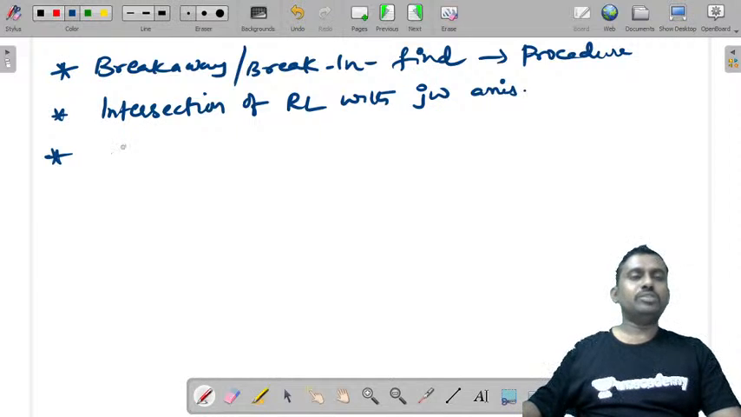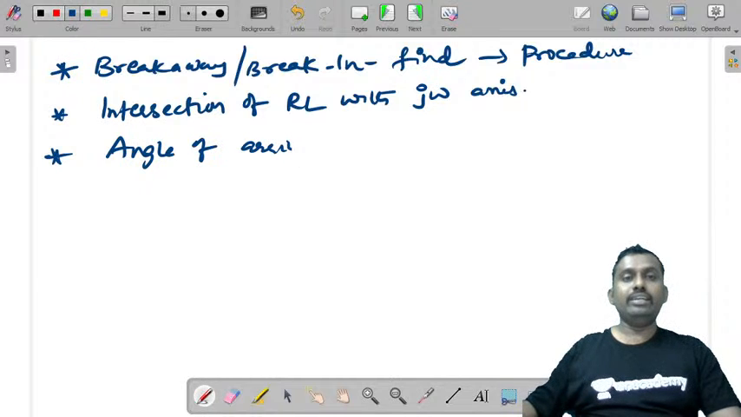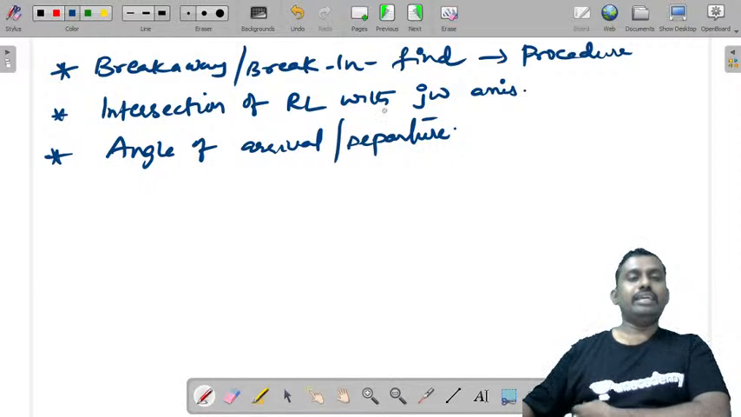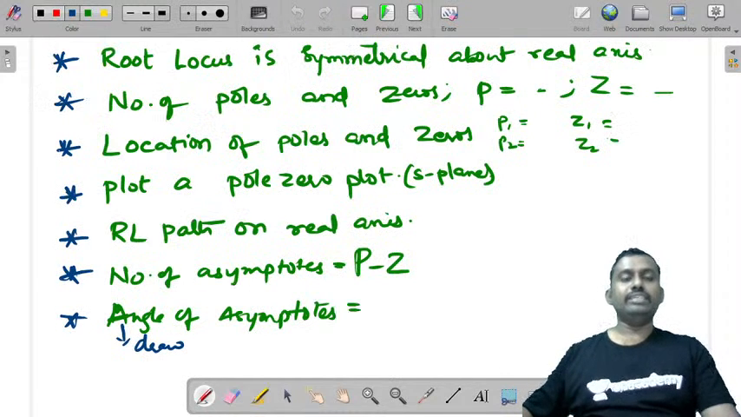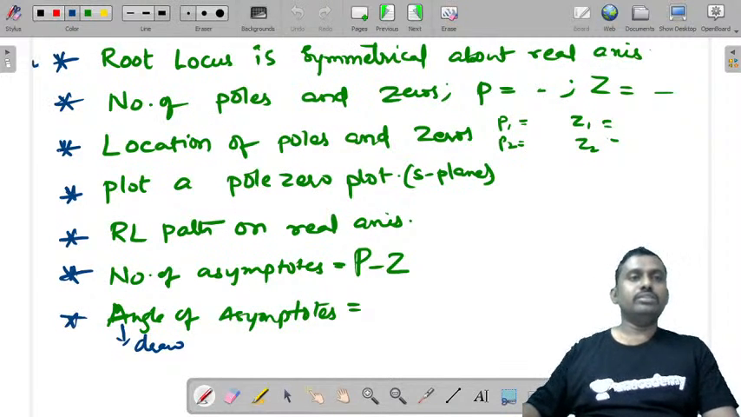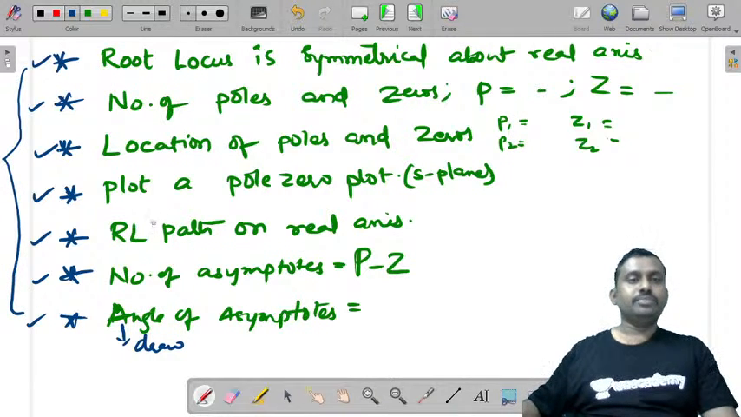And if you have complex conjugate poles and zeros, we will also have to find the angle of arrival and angle of departure. I'm assuming that you already know these, some of you at least. If not, just try to remember these steps one by one. You may not come across all these steps, but in most cases you'll have these steps in common. In almost all the problems, these steps are common.